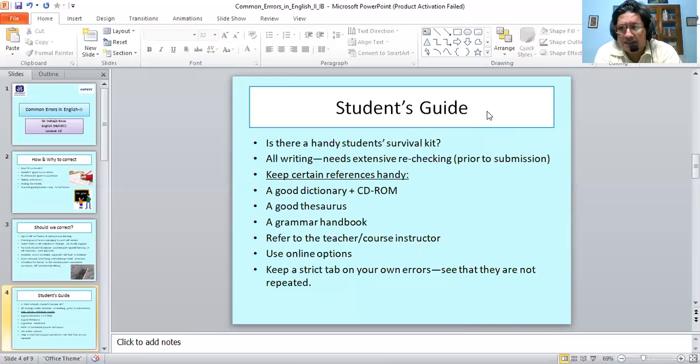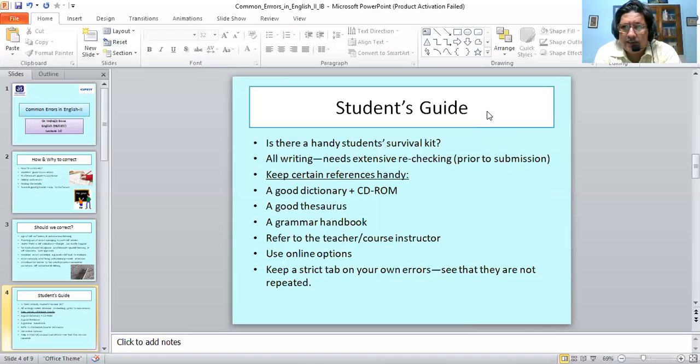There are also apps to these dictionaries, which are now available and can be downloaded from Google Play Store in one's smartphone. So please keep these resources handy so that you can look them up at any point of time. A good thesaurus, Roget's thesaurus is the standard, of course. So you keep that or keep a soft copy of it in your system. A grammar handbook or a book of grammatical rules, really, it would be most helpful to have one.